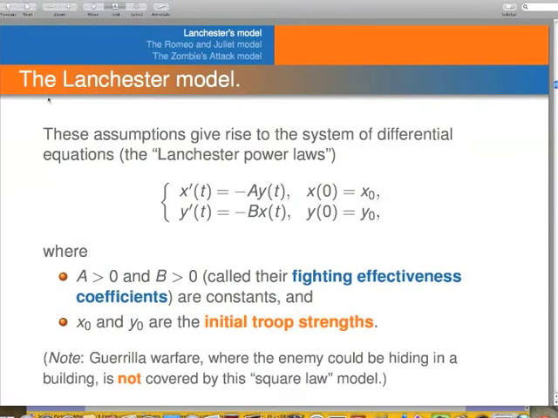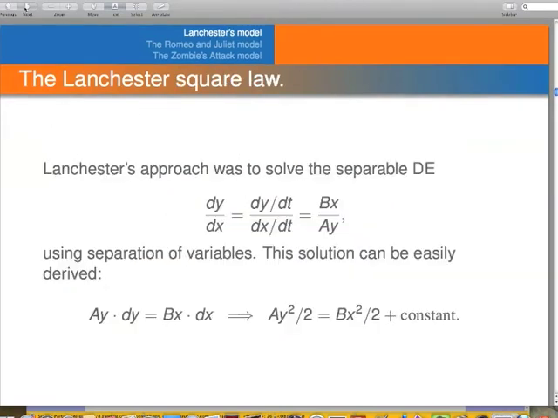And these differential equations are called Lanchester's equations. x' = -ay, y' = -bx. This is the Lanchester model here. Sometimes a and b are called the fighting effectiveness coefficients. And x0 and y0 are the initial troop strengths.